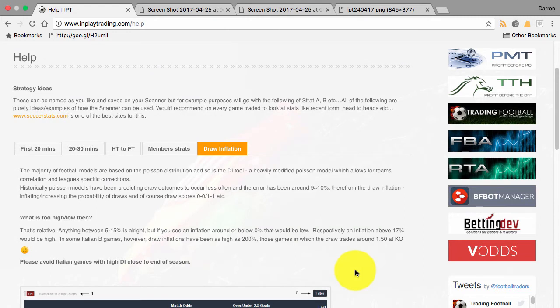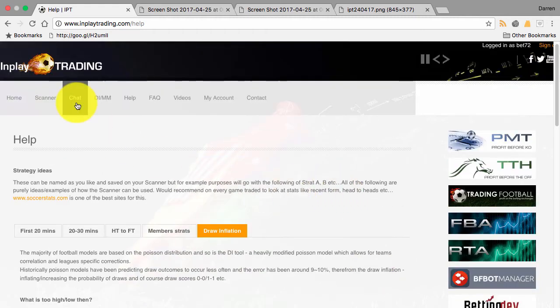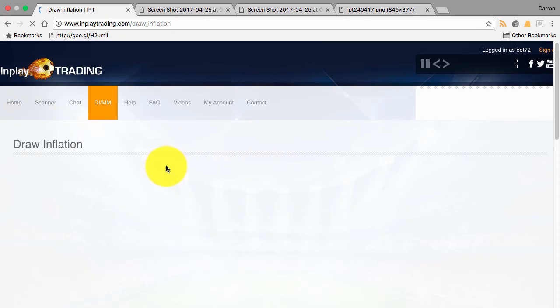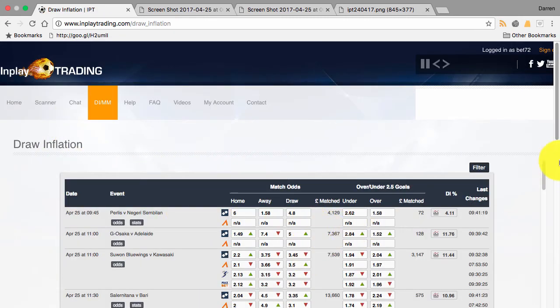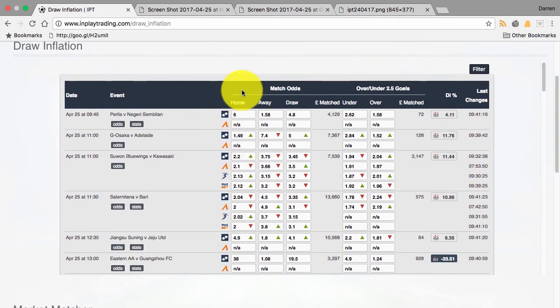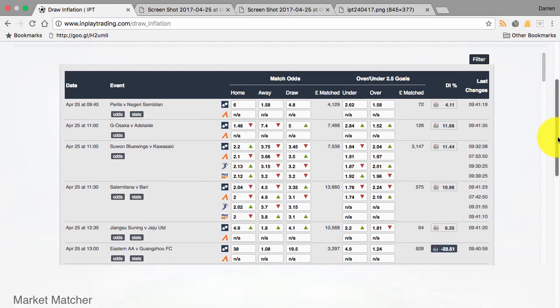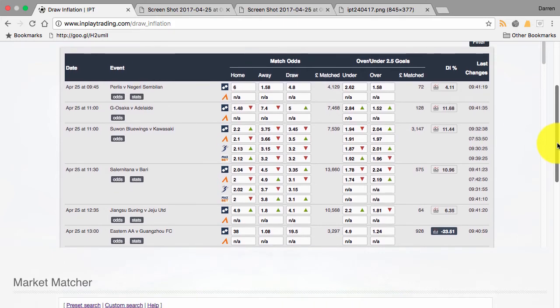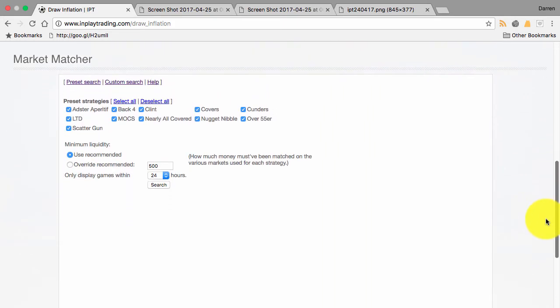So we've got a whole selection of on-site stats there which you can actually use. The third and really very, very useful tool, which is actually on the site, combined with the draw inflation, which again is a tool which is seen here when you actually load up. I'm logged into the site here. So again, this is identifying opportunities where we could potentially trade pre-match in order to create ourselves some money to take in play. We've got Market Matcher as well.